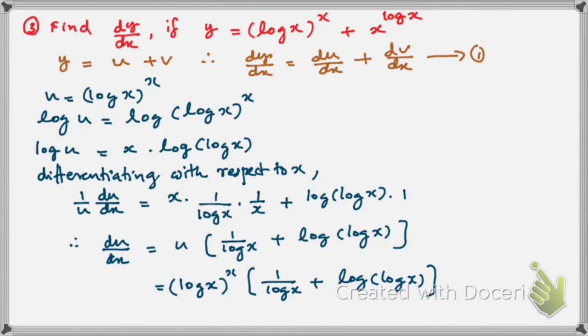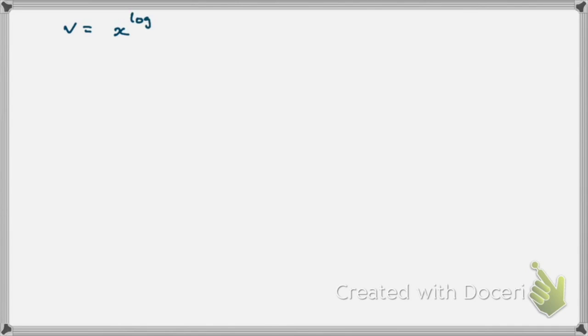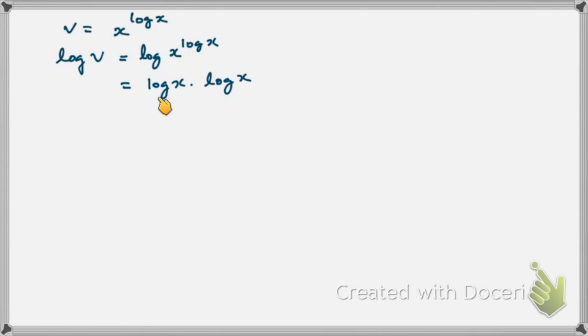And what is v? x raised to log x. So let me copy that function. v is equal to x raised to log x. This is again logarithmic because you have u to the power of v, where both u and v are functions of x. So we say applying log on both sides. So we get log v is equal to log of x raised to log x, and the power can come out now. So we get log x times log x. The power log x comes out. But log x into log x is log x the whole square.